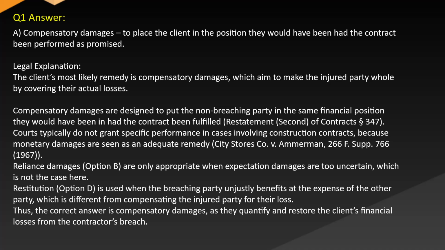Second, Contracts § 347. Courts typically do not grant specific performance in cases involving construction contracts because monetary damages are seen as an adequate remedy. City Stores Company v. Ammerman, 266 F. Supp. 766, 1967. Reliance damages, option B, are only appropriate when expectation damages are too uncertain, which is not the case here. Restitution, option D, is used when the breaching party unjustly benefits at the expense of the other party, which is different from compensating the injured party for their loss. Thus, the correct answer is compensatory damages, to quantify and restore the client's financial losses from the contractor's breach.